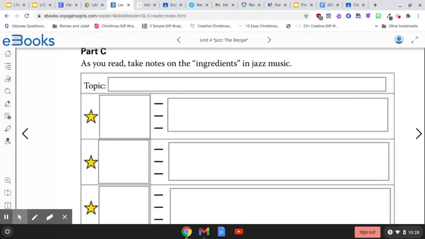I want you to reread the paragraph. Notice that the first paragraph outlines the content of the text. The content is reflected in the topic portion of the two-column notes.